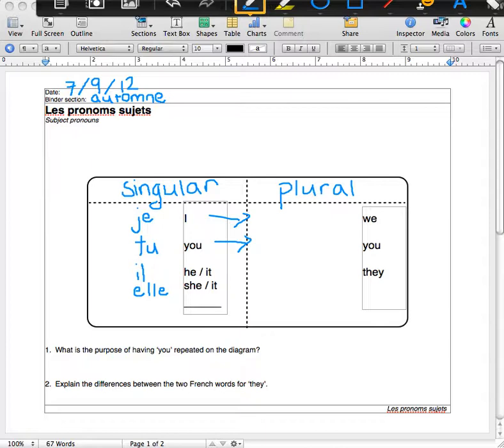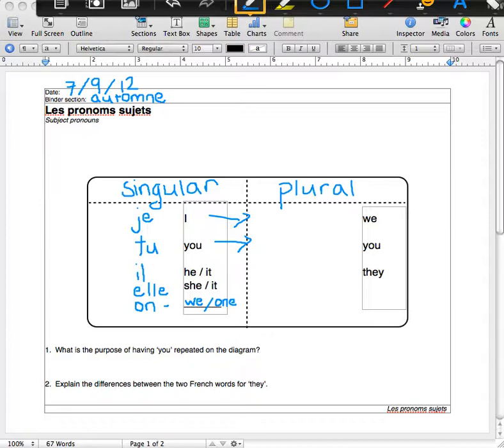And then we're going to actually add one here. We have on. It looks like on. On is a French word. It fits into the same category as he, she, it, and we treat it as a singular word. It's a very proper way of saying we or one. At least it sounds proper in English. It's pretty informal and pretty relaxed in French. So on that side we have je, tu, il, elle, on.